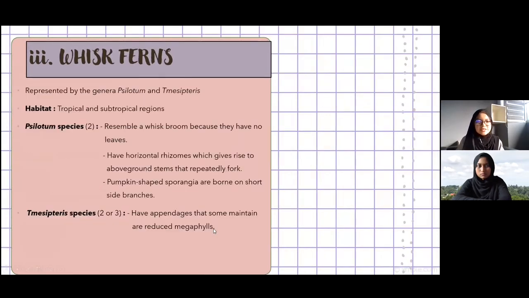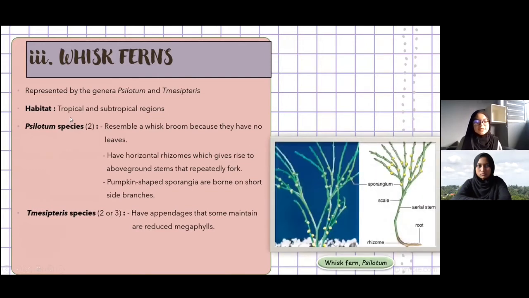Next, I will proceed with the second type of pteridophytes, which is whisk ferns. They have two genera, which are Psilotum and Tmesipteris. Whisk ferns live in tropical and subtropical regions. There are two species of Psilotum. This is the picture of the Psilotum.